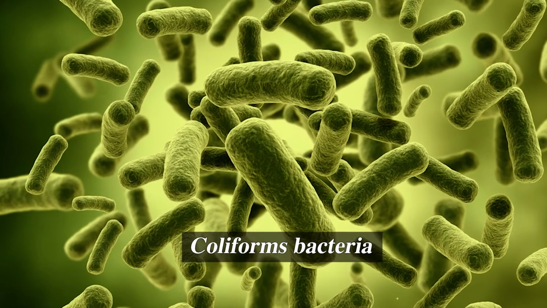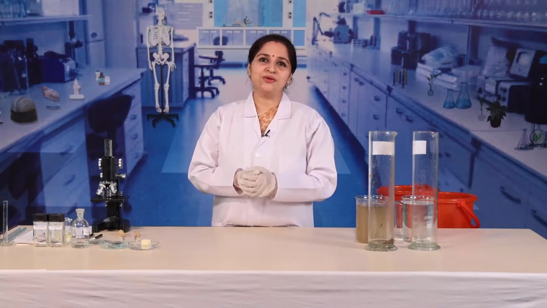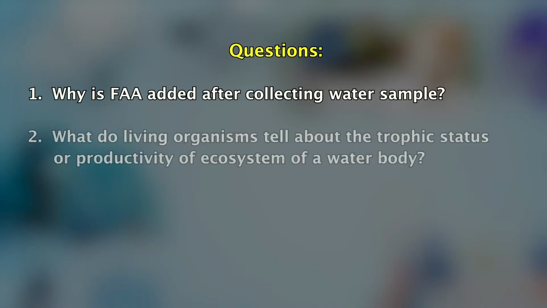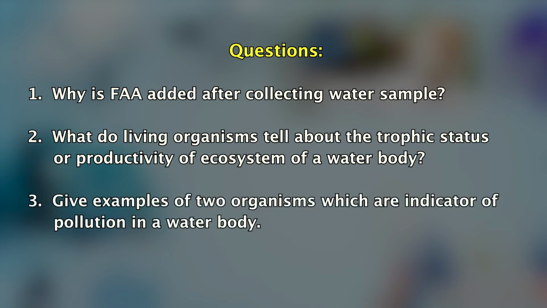Now, try to answer these questions. Why is FAA added after collecting water sample? What do living organisms tell about the trophic status or productivity of the ecosystem of a water body? Give examples of two organisms which are indicators of pollution in a water body.